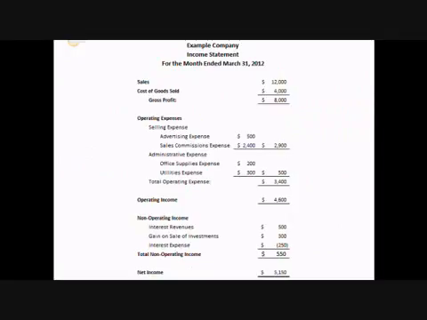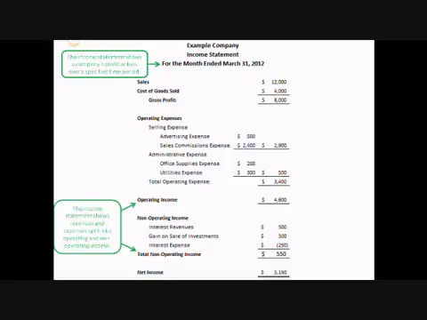The second financial statement that you'll need to learn is the income statement, also known as the profit and loss statement. The income statement shows a company's profit or loss over a specified period of time, and it shows revenues and expenses split into operating and non-operating income. Operating income starts with sales and cost of goods sold to give the gross profit margin.